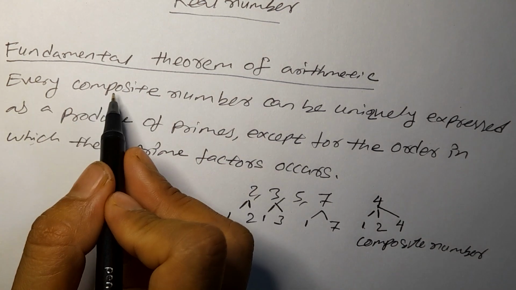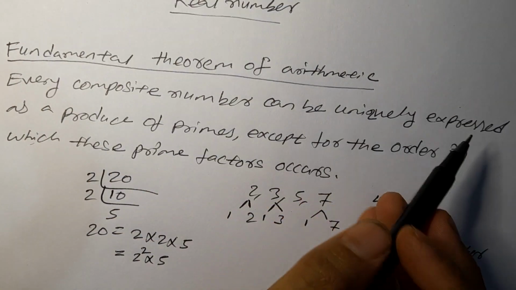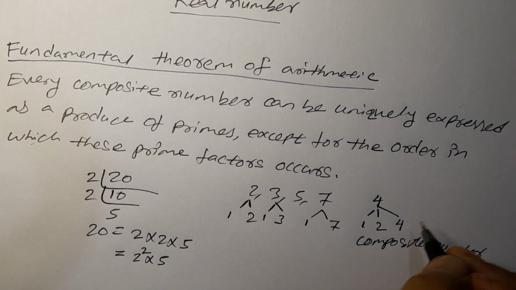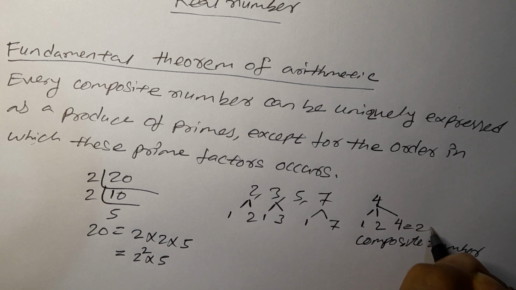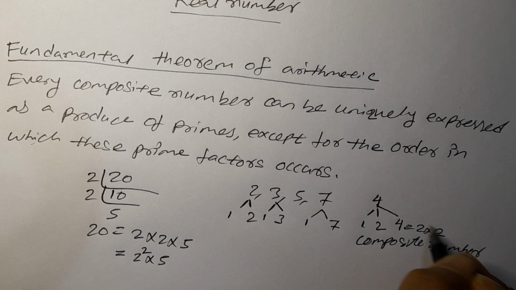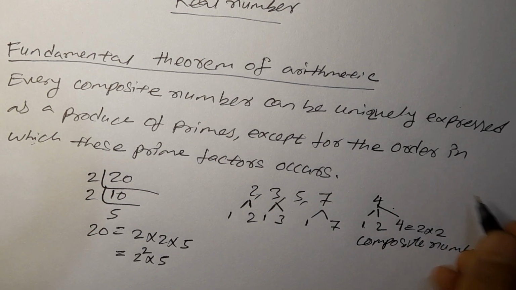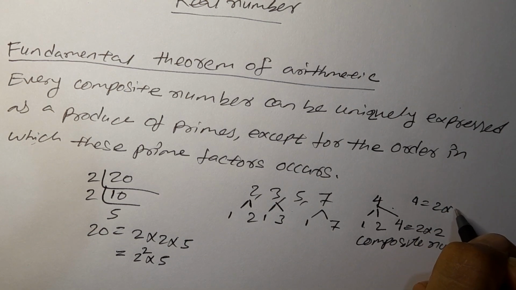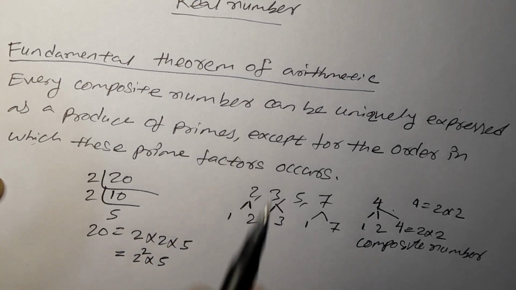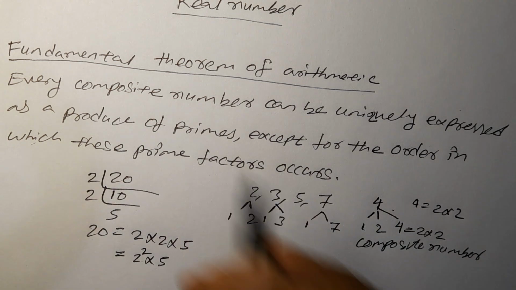So it says every composite number can be uniquely expressed as the product of prime numbers. Again, this 4 can be written as 2 into 2, because 2 is a prime. So here the primes are 2 and 2. Product of primes means 2 into 2, we get 4. Product means multiplication of primes. Any composite number can be written as a product of prime numbers. That is the simplest statement.